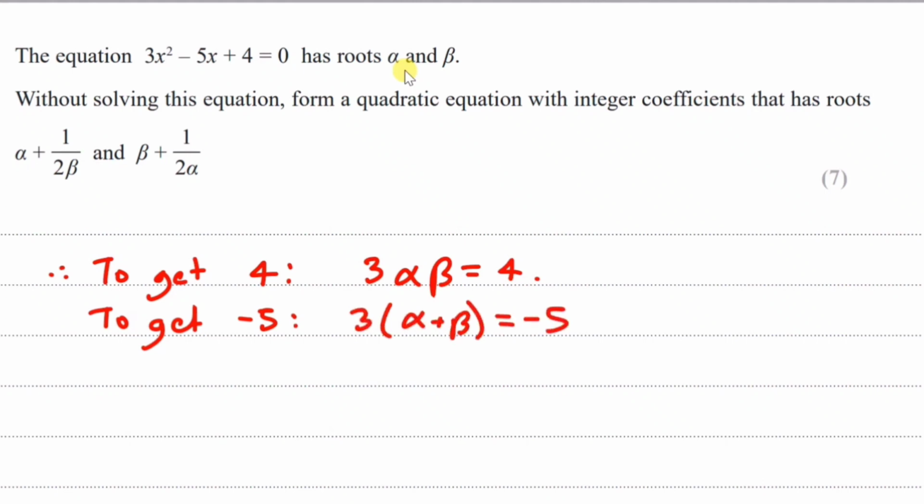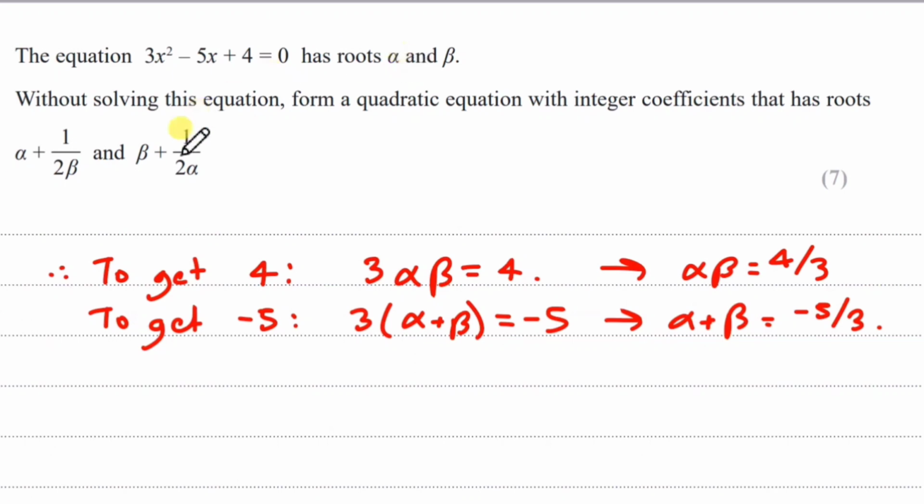Now, from both equations, for the first one, if you divide by 3, alpha beta equals 4/3. And for the second one, alpha plus beta equals minus 5 over 3. We could solve this and get individual results. That's cool too. But let's just leave it like this for a second here, because we can solve this quite fast.